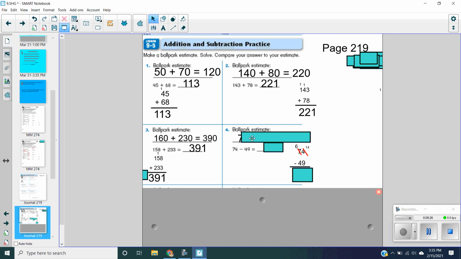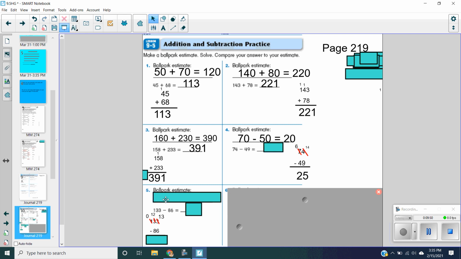Now for number 4, we're switching to subtraction. So I have 74, which I rounded to 70, 49, which I rounded to 50, 70 minus 50 equals 20, and then I stacked them on the side. So I can't take 4 minus 9, so I changed that 7 to a 6, 14 minus 9 I know is 5, and then 6 minus 4 is 2, for an answer of 25.